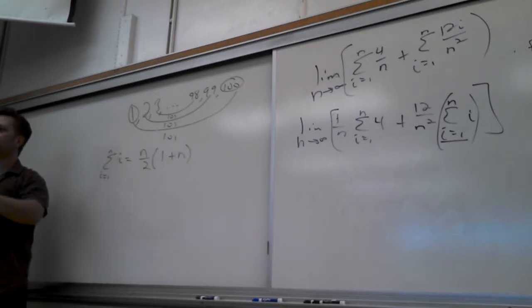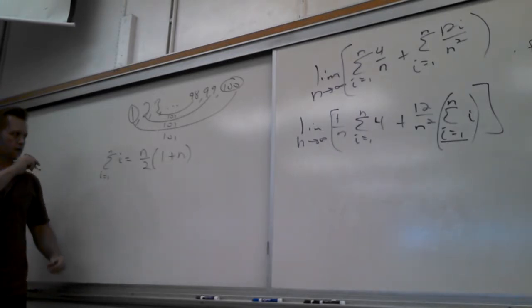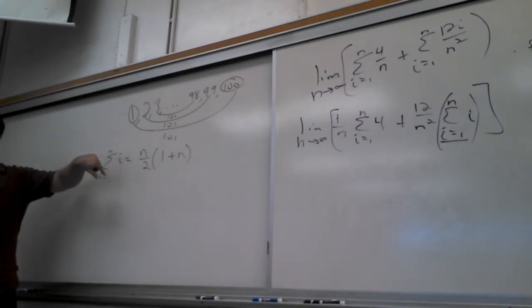5050. I love that. The sum of the integers from 1 to 100 is 5050. You just gotta love that, and if you don't, that's too bad for you. So this is the formula for i.